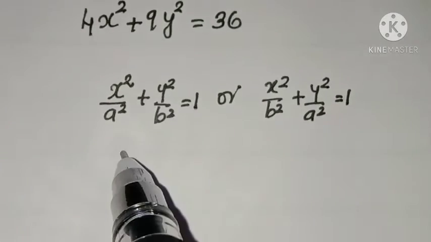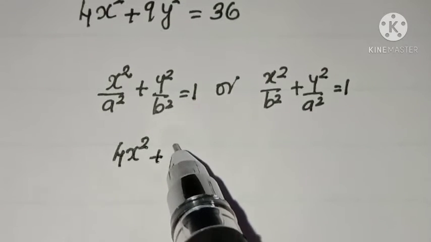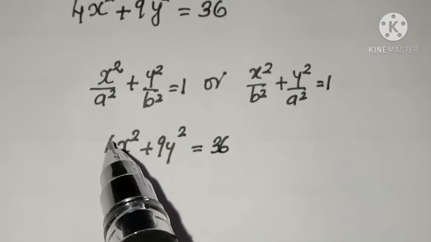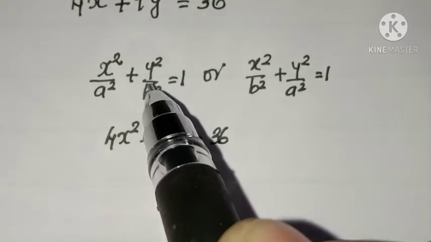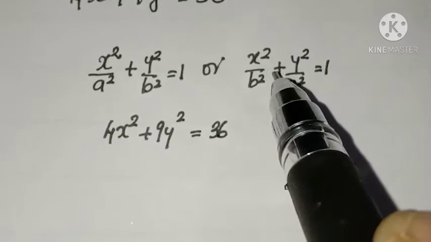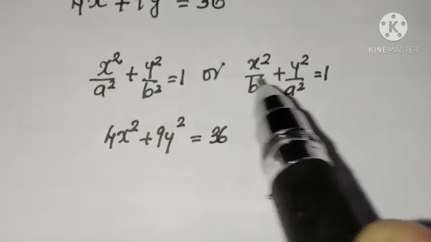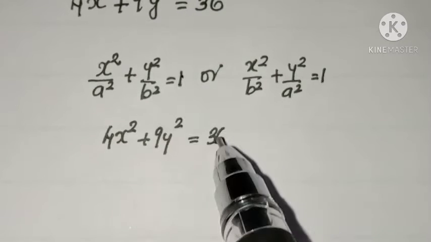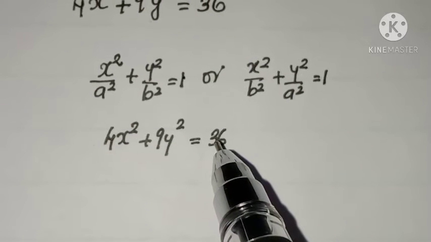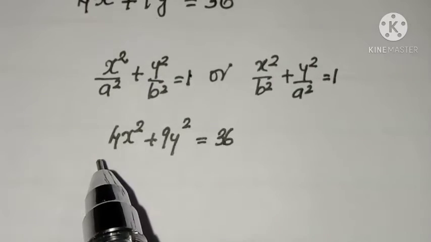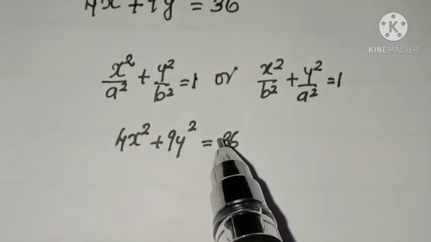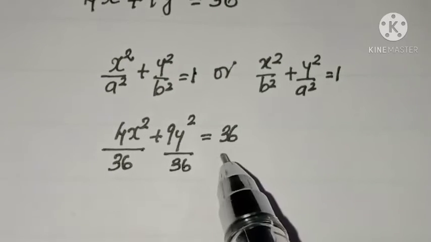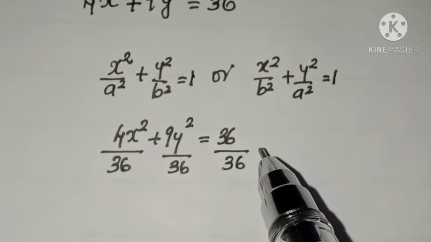Listen, the given equation is 4x² + 9y² = 36. So we can convert the given equation into either this form or this one. To get this form, we need the right side equal to 1, but here it is equal to 36. So the first step is to divide the given equation throughout by 36.